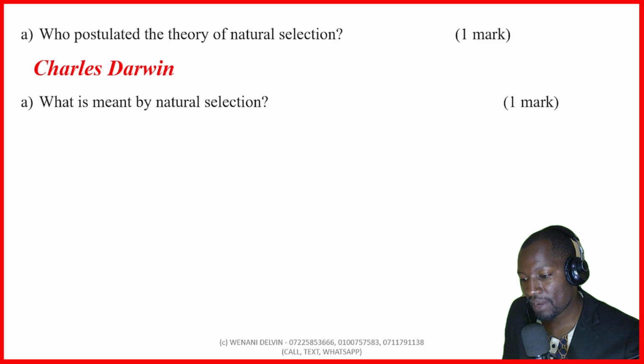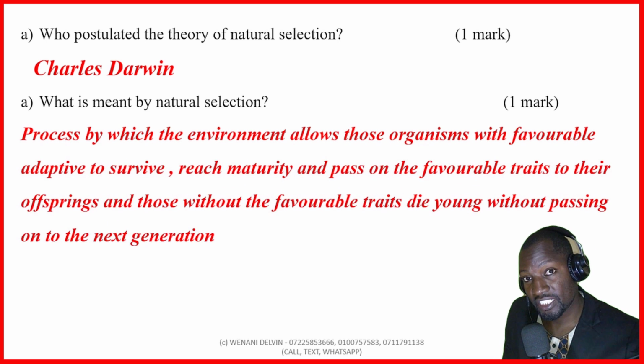What is meant by the term natural selection? I had already discussed earlier. It's a process by which the environment allows those organisms with favorable adaptive characteristics to survive and reach maturity, and in that case pass those favorable traits to their offspring. But those without the favorable traits will die young without passing on to the next generation.